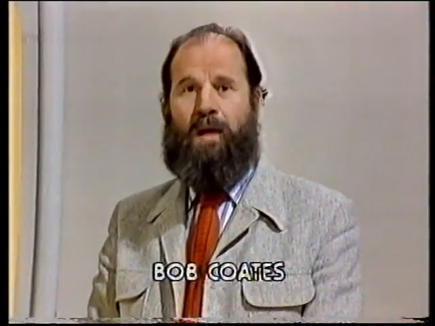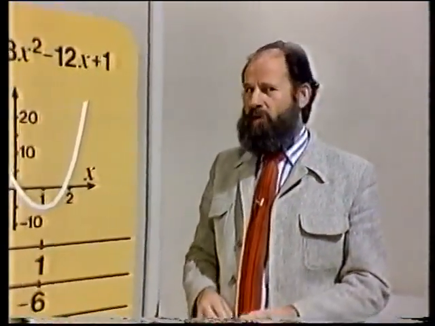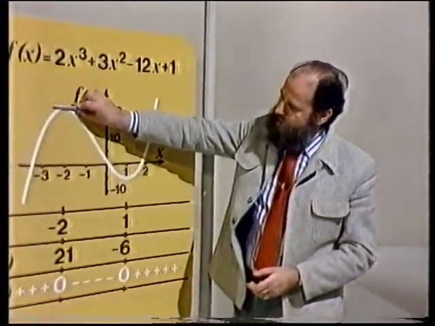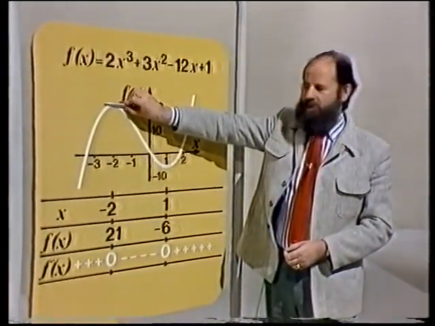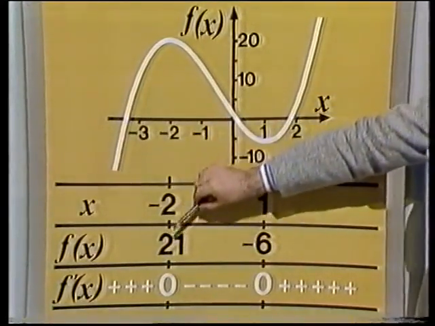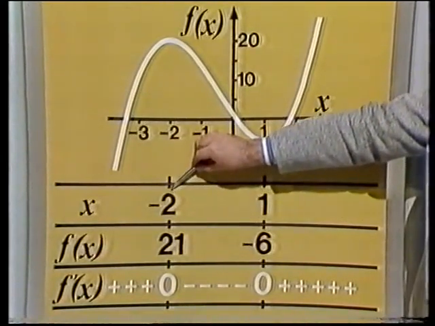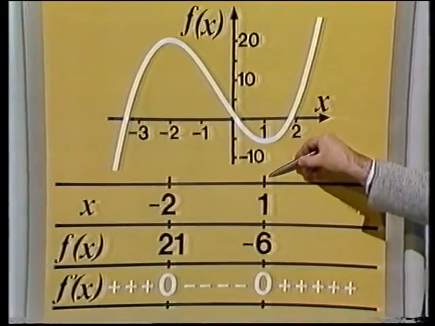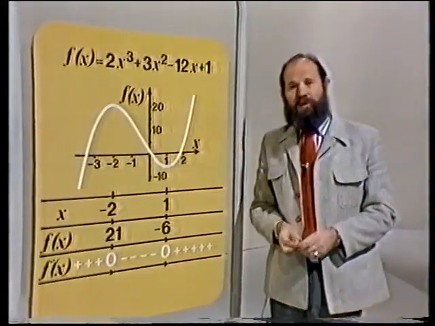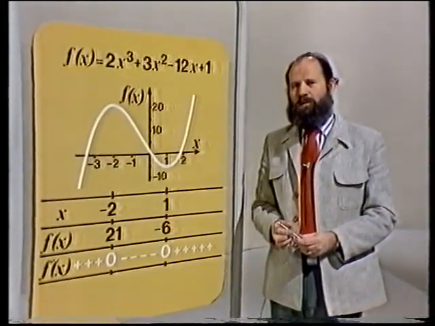Well, part of the connection between the graph and the derived function we've already seen before, because we know that the horizontal tangents correspond to 0 values of the derivative. And for this particular graph, we've got a 0 derivative when x is minus 2, so a horizontal tangent, and a horizontal tangent when x is equal to 1. But what's more interesting is what happens to the graph where there aren't horizontal tangents.